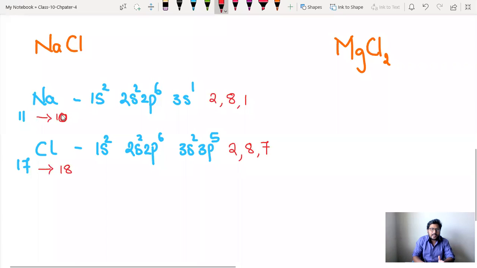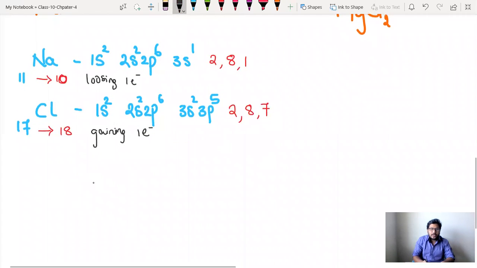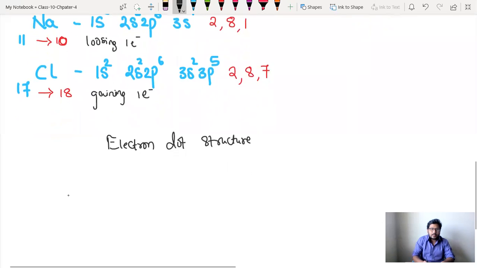Now 11 should become 10. How will it become 10? By losing 1 electron. How will 17 become 18? By gaining 1 electron. You are very familiar with electron dot structure. If you want to represent the electron dot structure, you are going to represent it like this. Sodium. Sodium means Na.